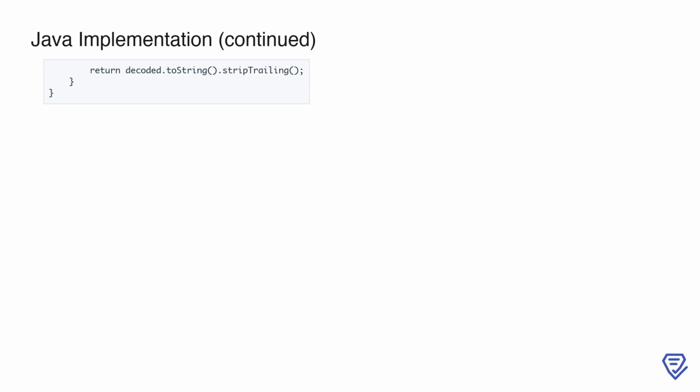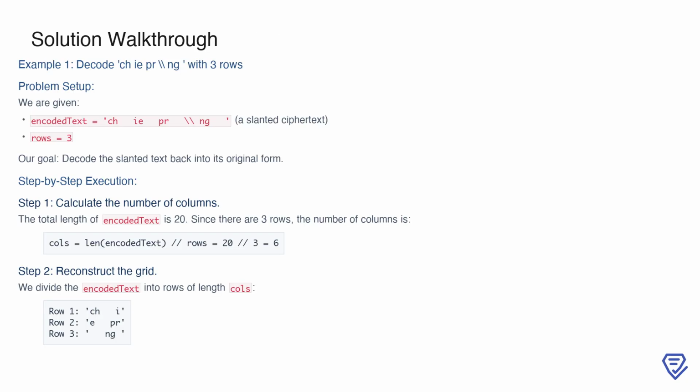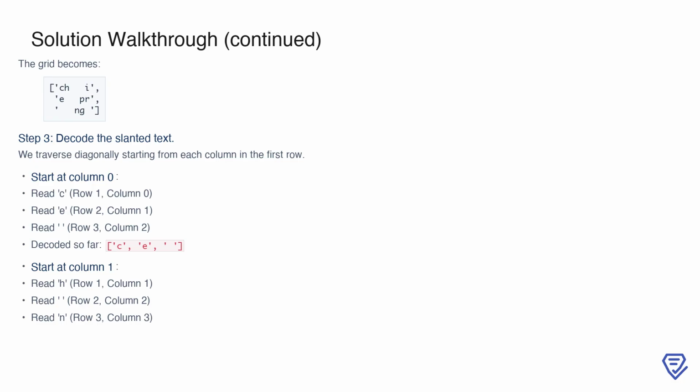In this example, we need to decode the slanted ciphertext CHIEPR into its original form, given that it was encoded using 3 rows. To start, we calculate the number of columns. The total length of the encoded text is 20, and dividing by the number of rows, which is 3, gives us 6 columns. Next, we reconstruct the grid by dividing the encoded text into rows of this column length. The first row becomes CHI, the second row is EPR, and the third row is ING. This grid will help us systematically decode the slanted text. The reconstructed grid is displayed as 3 rows: CHI, EPR, and ING.